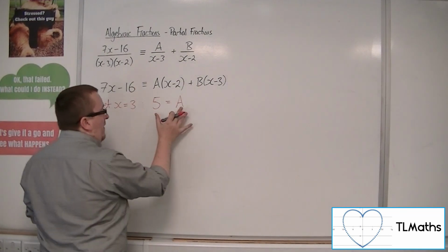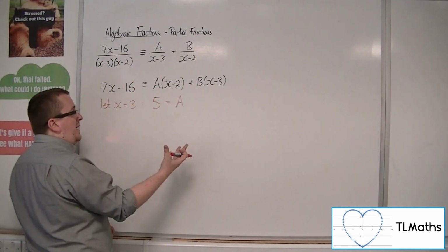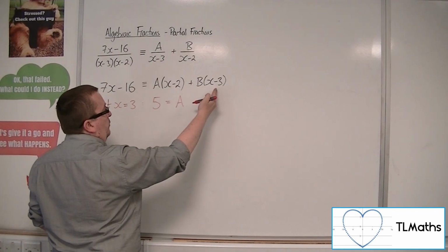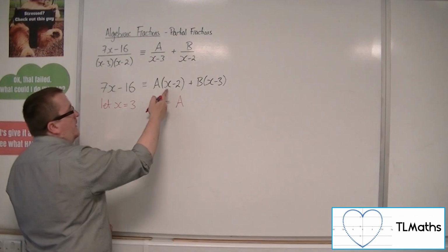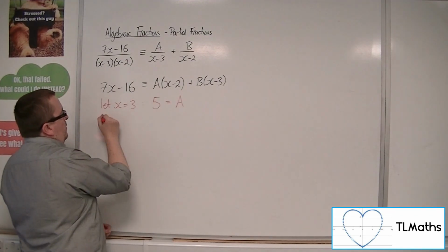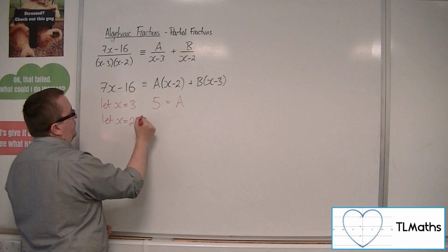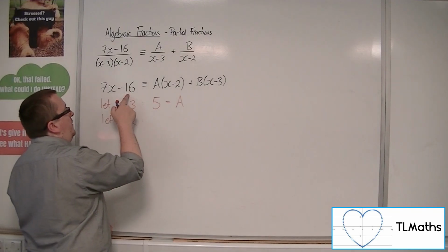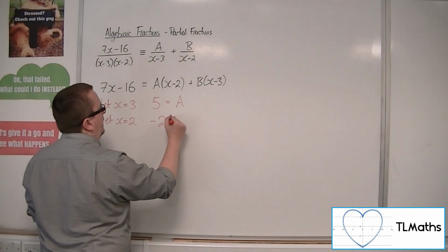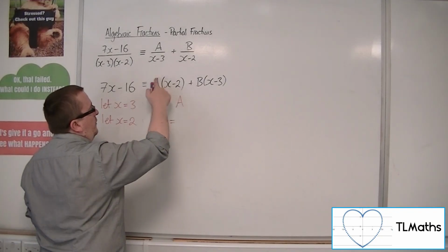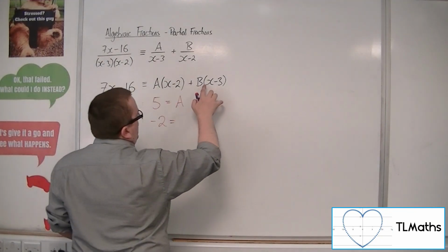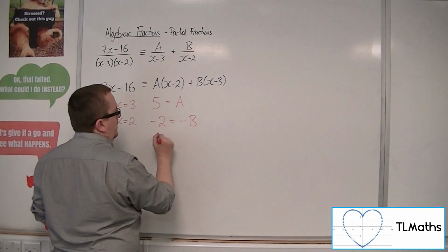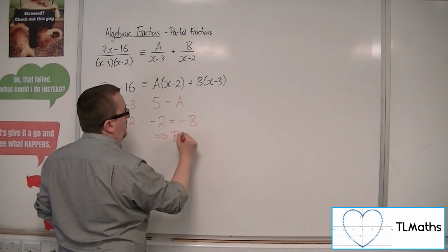Now, with that in mind, I need to work out what b is. So if I substitute in 3 for this one, if I substitute in 2, I can eliminate that bracket. So let x equal 2. So I get 7 lots of 2 is 14. Take away 16 is minus 2. 2 take away 2 is 0, so that term disappears. And 2 take away 3 is minus 1, so I get minus b. So if minus 2 is minus b, then b must be 2.